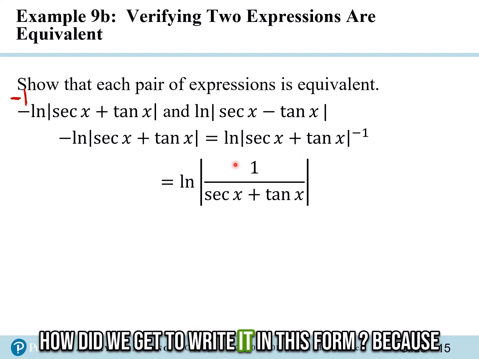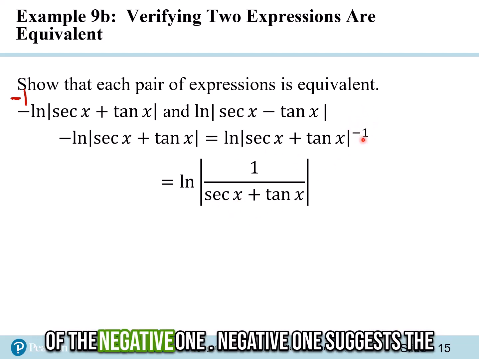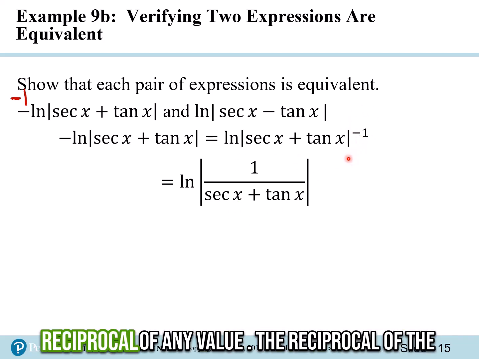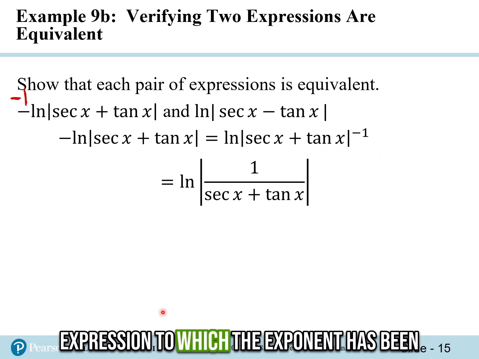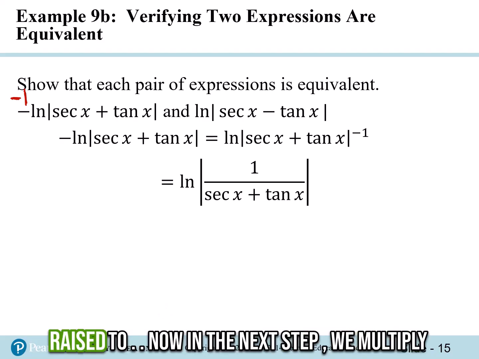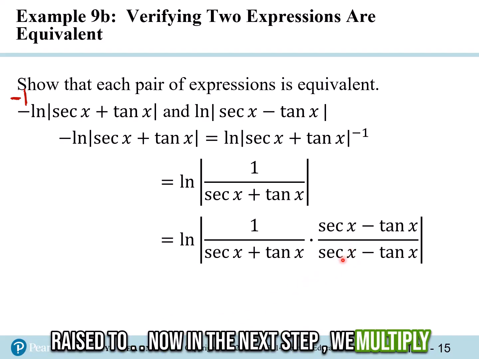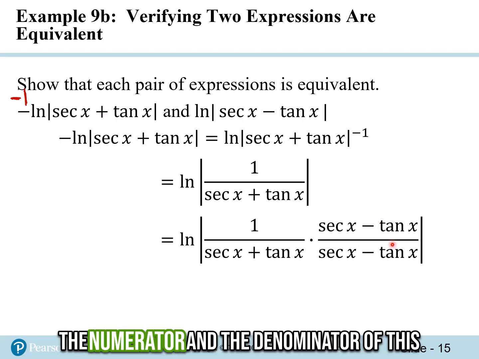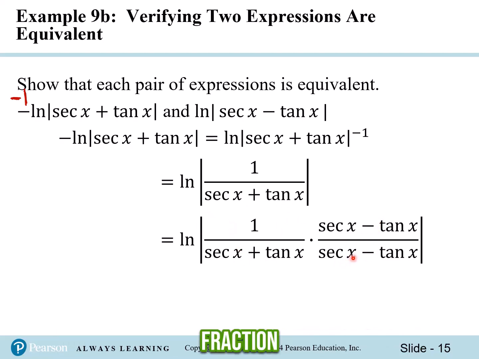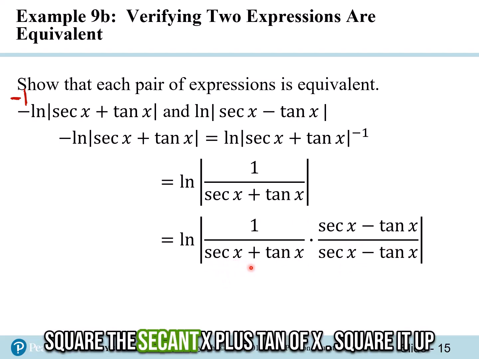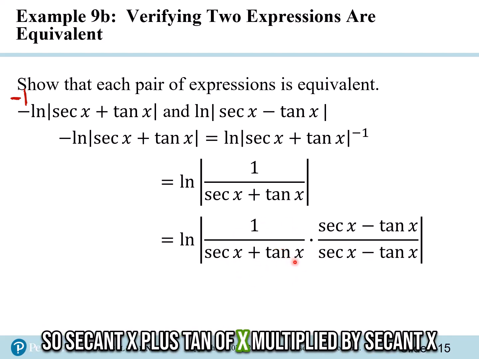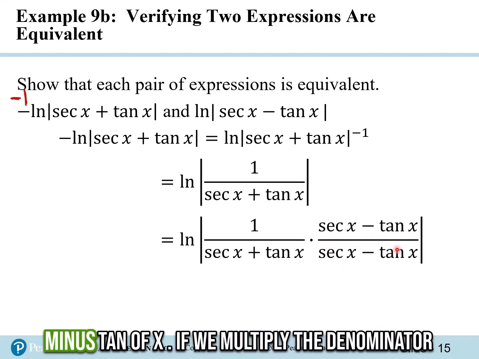How did we get to write it in this form? Because of the negative 1. Negative 1 suggests the reciprocal of any value, the reciprocal of the expression to which the exponent has been raised. Now, in the next step, we multiply the numerator and the denominator of this fraction by secant x minus tan of x. The whole idea is to square the secant x plus tan of x, square it up. So secant x plus tan of x multiplied by secant x minus tan of x.